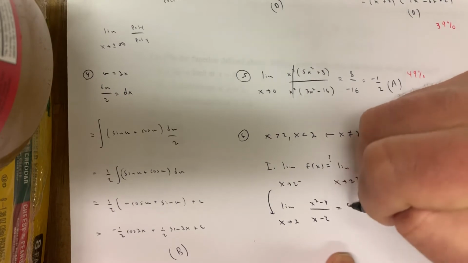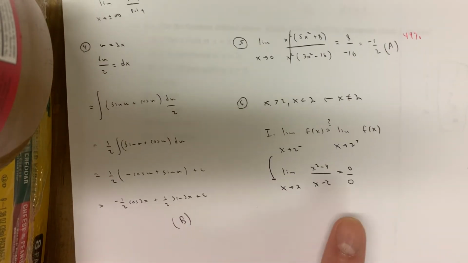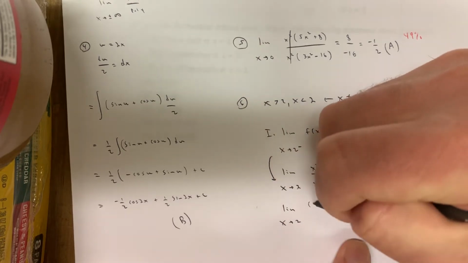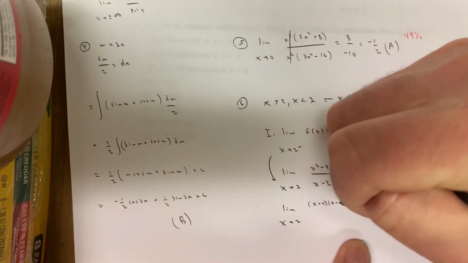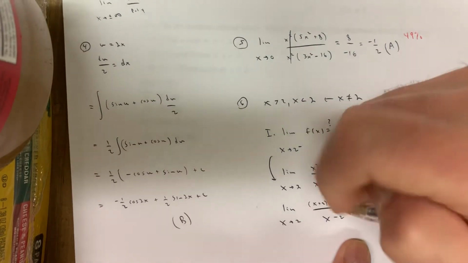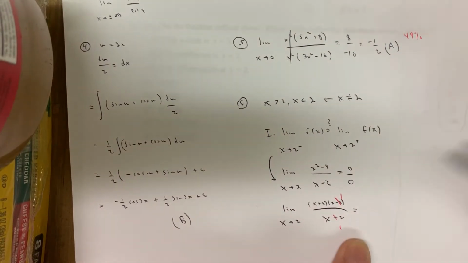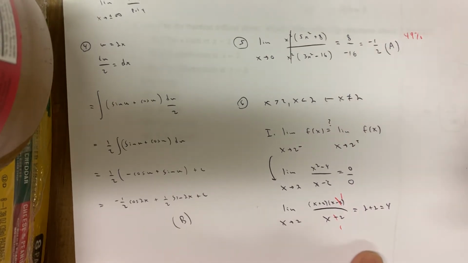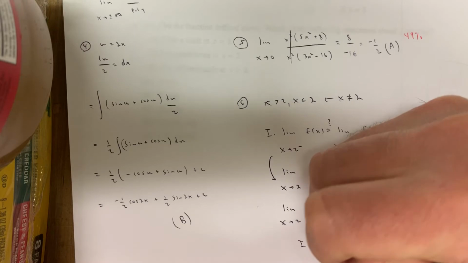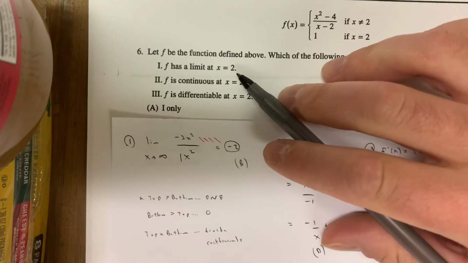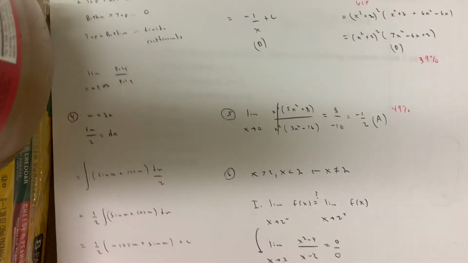And if you do this here, you see the limit is indeterminate until you factor top and bottom. Just factor the top, right? The bottom doesn't factor. And then you could cancel, right? Cancel out the x minus 2's. And then plug in 2 plus 2, which is going to be equal to 4. So the function has a limit, okay? So that means that Roman numeral 1 has to be true, okay? What'd they say? The function has a limit at x equals 2. It does, okay? We know the limit is equal to 4.